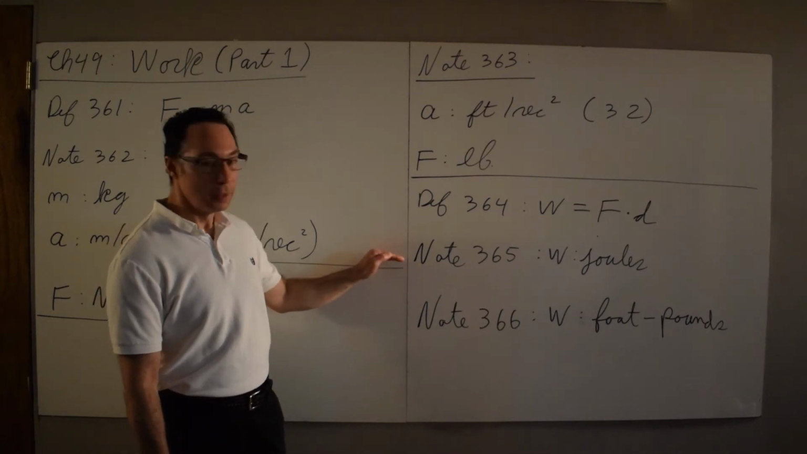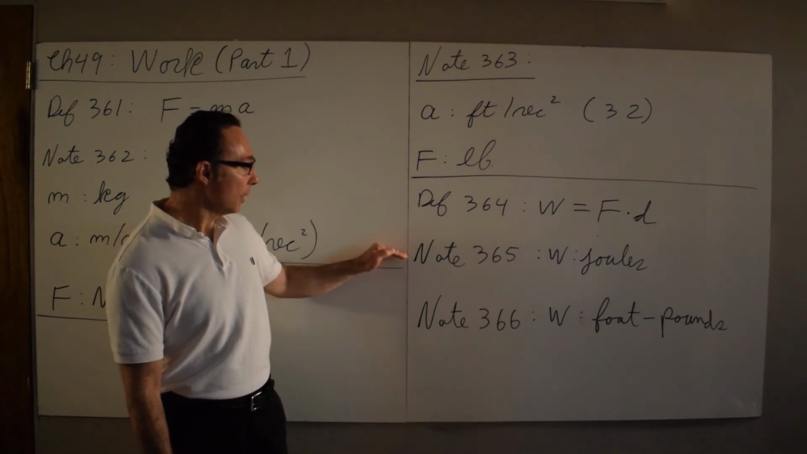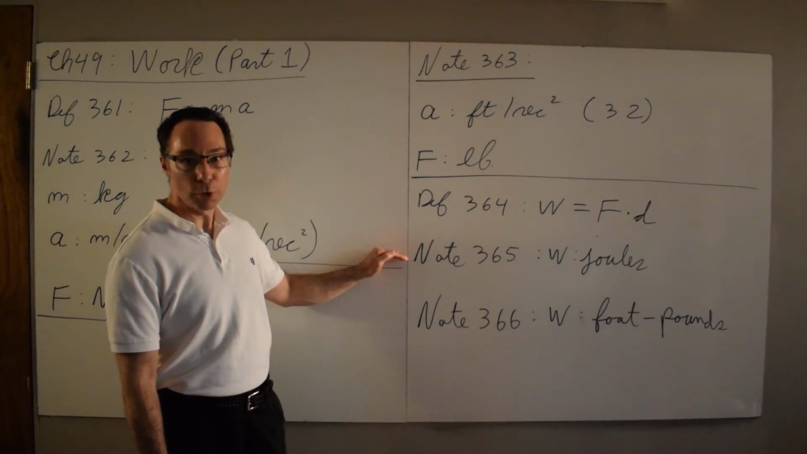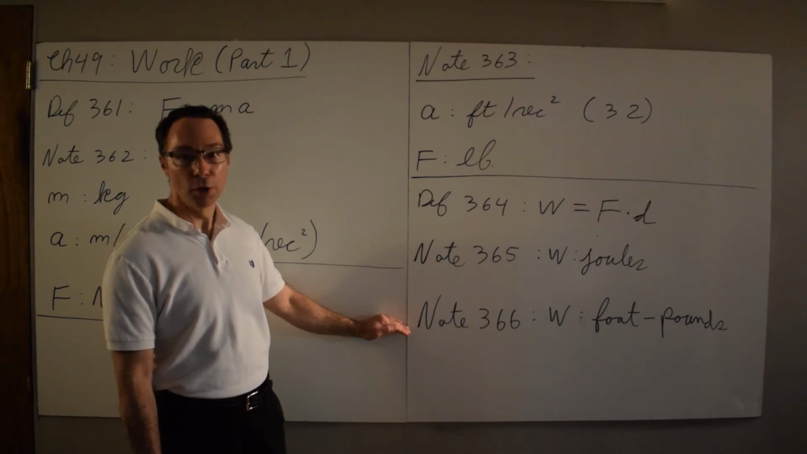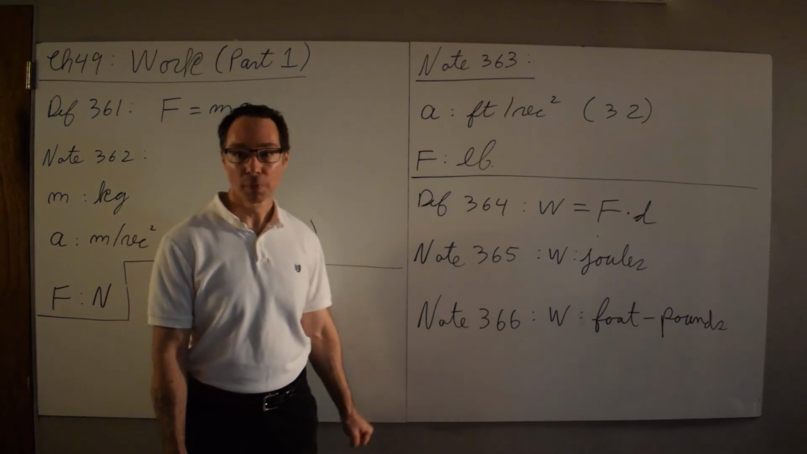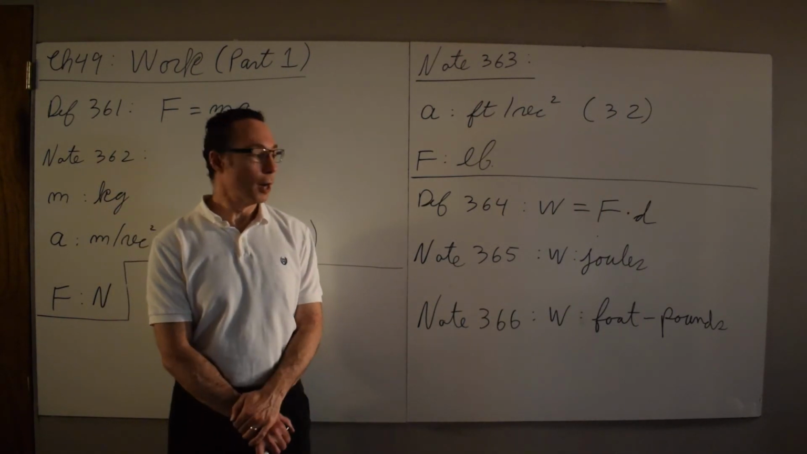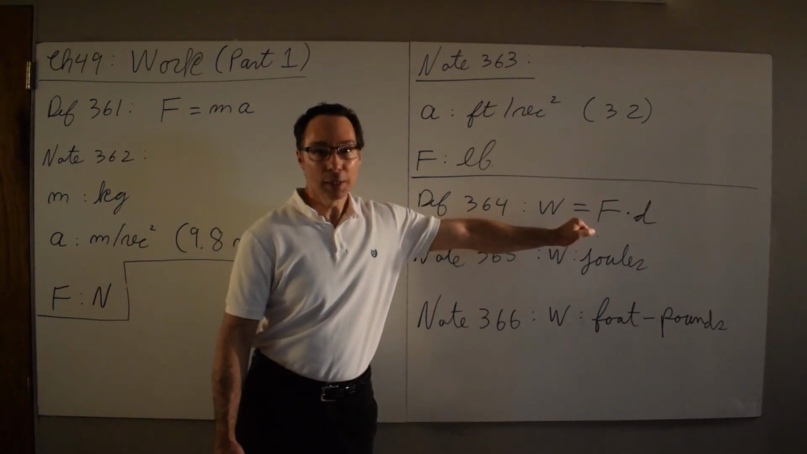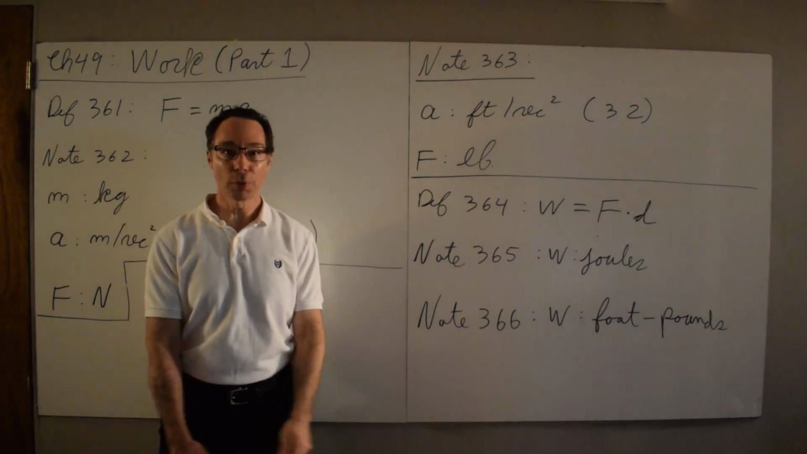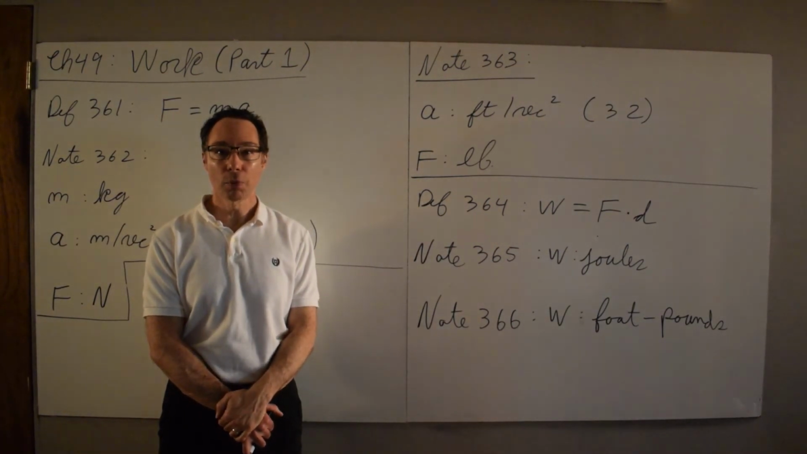Our work also has units. In the metric system, work is measured in joules. In the U.S. customary system, work is measured in foot-pounds. In the second video, we'll talk about what to do when the force is not constant, and then in videos 3 through however many there are, we'll do some examples.